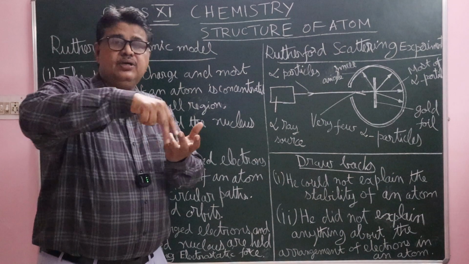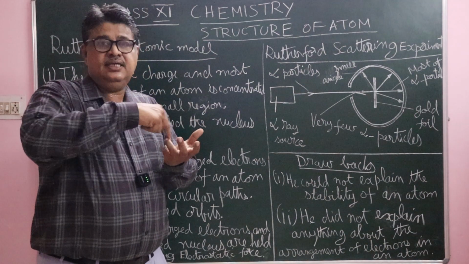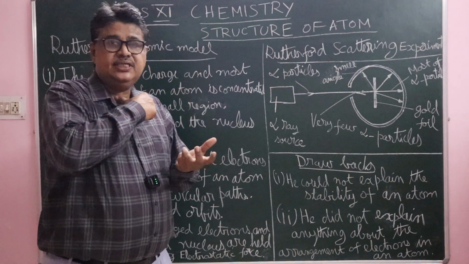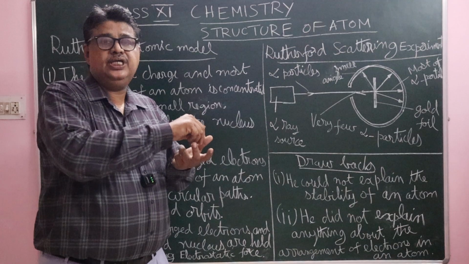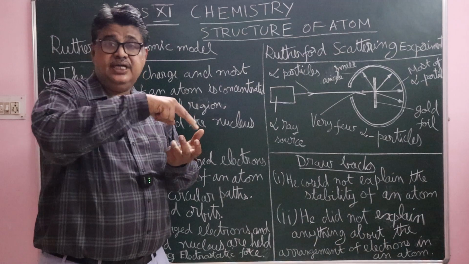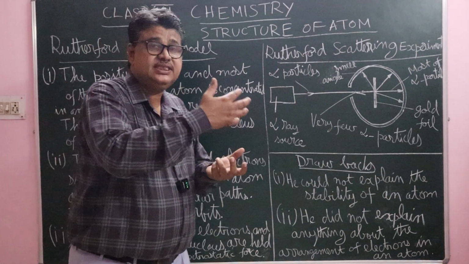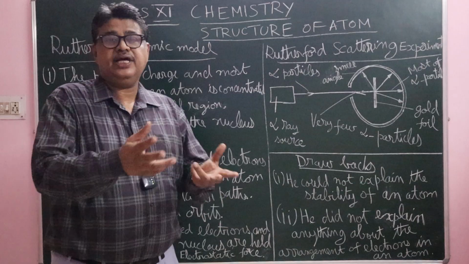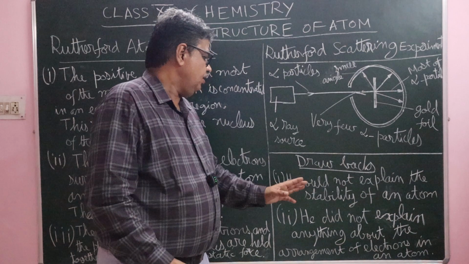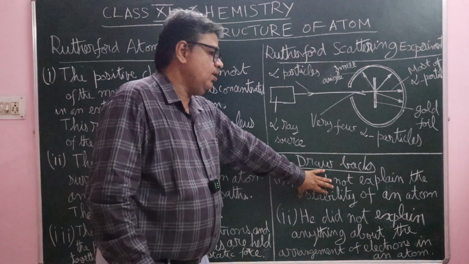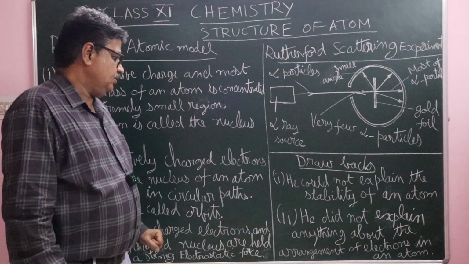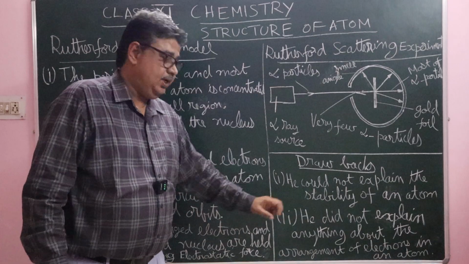Rutherford said the electrons go around the nucleus. So according to Maxwell, when the electrons go around the nucleus, they will emit radiation, lose their energy and fall back to the nucleus. But actually it is not happening. That is, the atom is always stable. Therefore, the Rutherford atomic model could not explain the Maxwell theory. So this is the drawback of Rutherford model.